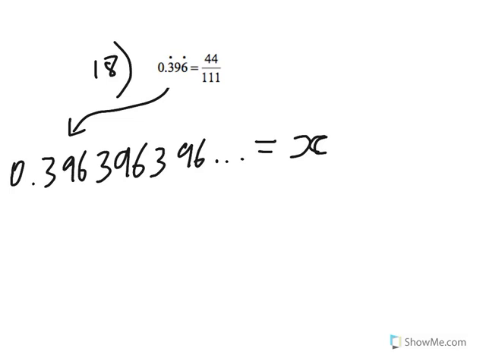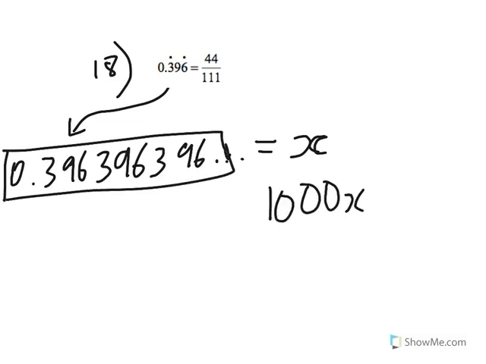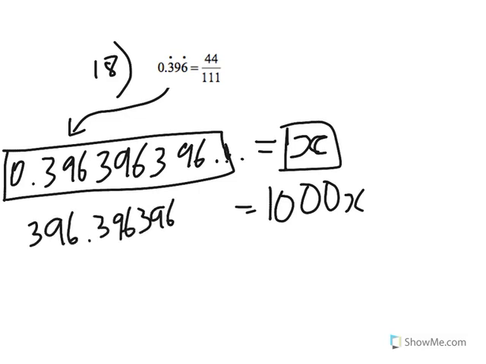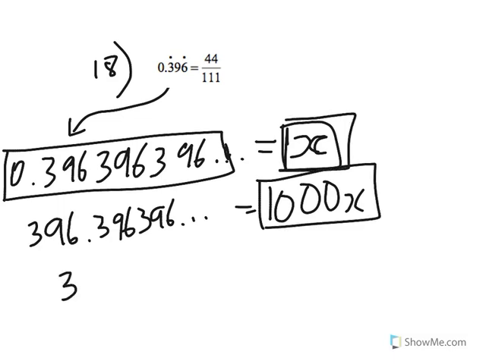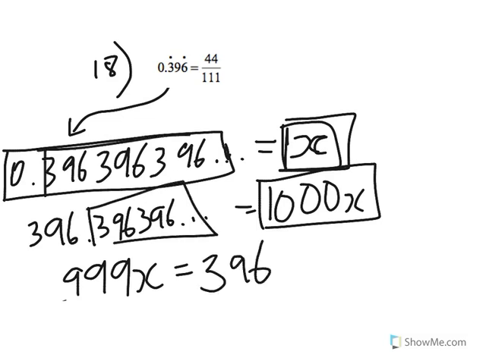Now, to convert it into a fraction, we have to make it into such a form where the repeated numbers are whole numbers. So let me just show you what I mean. If I multiply this whole decimal by 1,000, so 1,000x, correct? If I multiply x by 1,000, I'm going to get 396.396396 and so on, correct? Now, if I subtract x from 1,000x, what I'm going to get is 999x is equal to 396, because these decimals just get cancelled off with these decimals. And 1,000x minus 1x is just 999x.